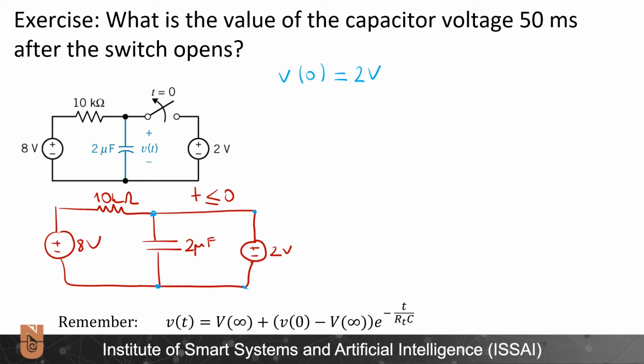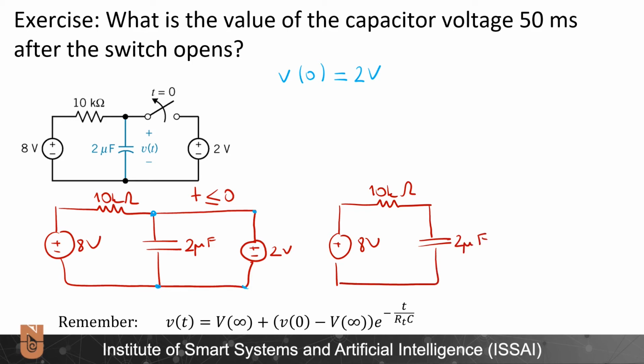When t is greater than 0 seconds, then the circuit will reduce itself to an 8 volt source, a 10 kilo ohm resistor, and simply the 2 microfarad capacitor, over which we will have the voltage v(t). So this is equivalent to the Thevenin equivalent circuit, with the open circuit voltage equal to 8 volts and R Thevenin equal to 10 kilo ohms. So I have right now everything in order to solve this question.